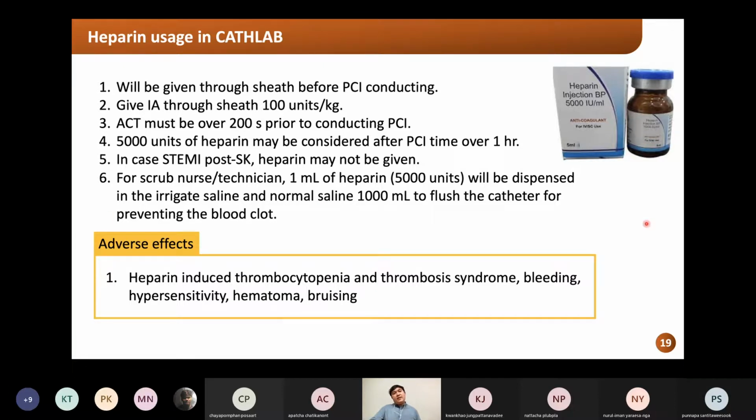And the adverse effects of heparin are heparin-induced thrombocytopenia and thrombosis syndrome, excessive bleeding, hypersensitivity, hematoma, and bruising.